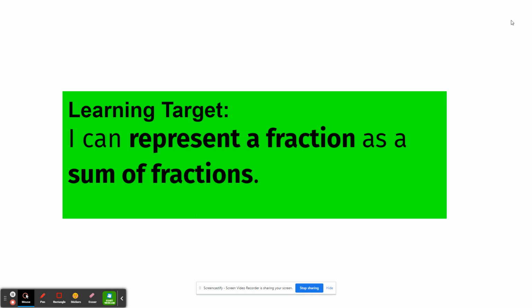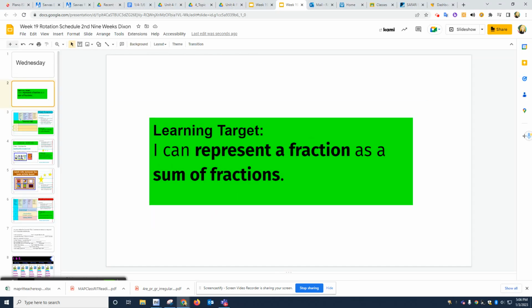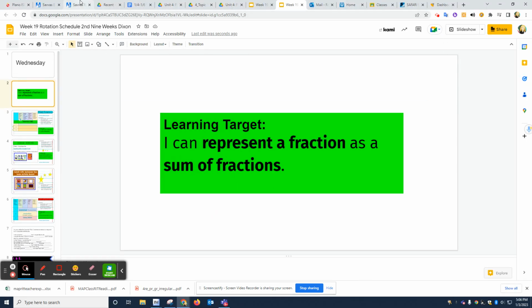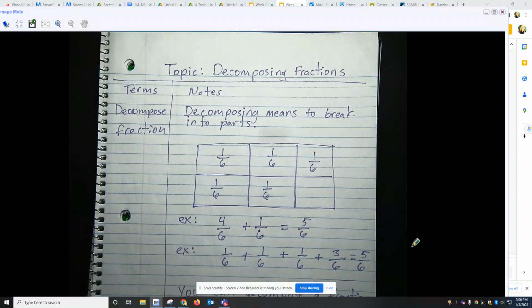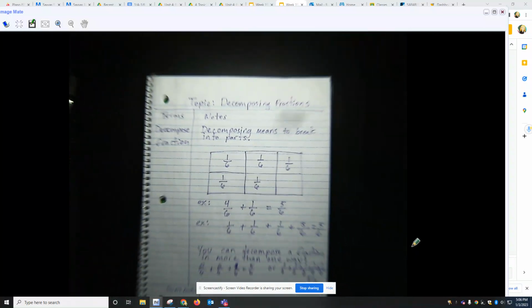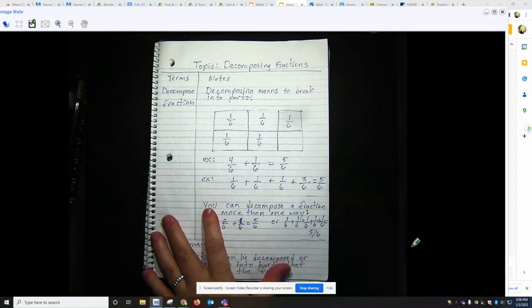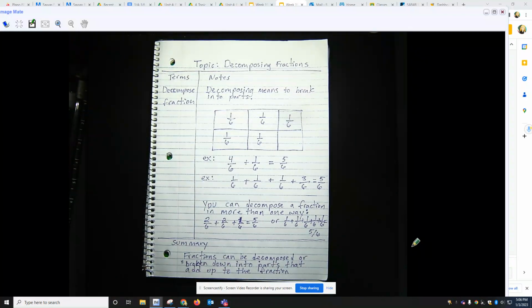This is why I love fractions, and you'll see what I mean. It's really easy and fun to represent fractions as a sum of fractions. So let's get started. You'll need your notebook. I've already got my notes ahead of time filled out, and I'll show them to you right now. It's really not a lot of notes today.